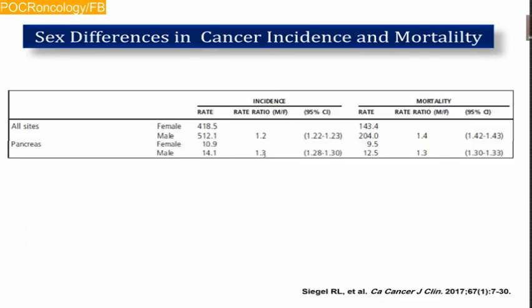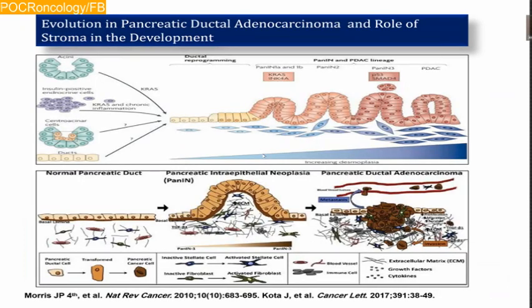Now, in United States data from 2016, as you can see, the incidence is directly correlated with the mortality per year. So almost 10.9% of the patients, high, and the male 14.1, and as you can see, 12.5. So the incidence is directly correlated with the mortality.